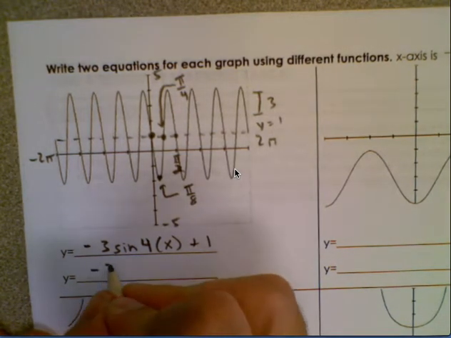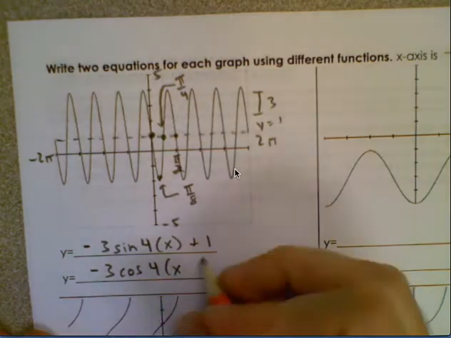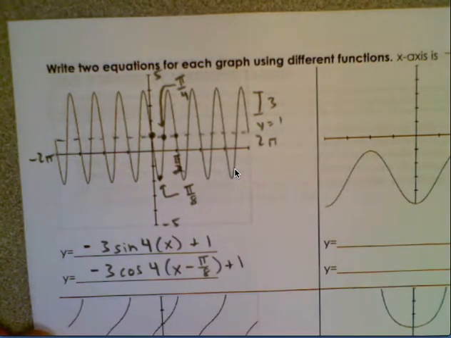It's a negative cosine curve because I started at the bottom. Right, cosine, same amplitude, same number of cycles within 2 pi, but now I have a horizontal shift of pi over 8 to the right, and still a vertical shift of up 1.